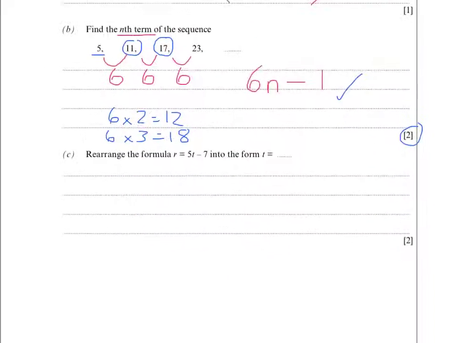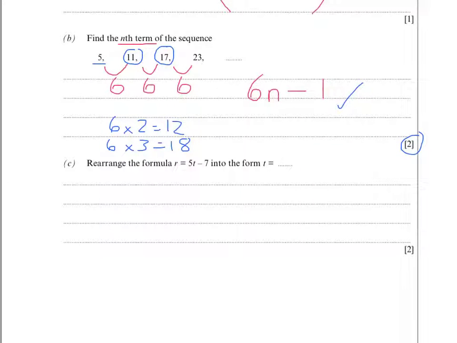Then finally, for part C, it says rearrange the formula r equals 5t minus 7 into the form t equals something. So the first thing I'm going to do is write the formula out again. r equals 5t minus 7. So because I wanted to put it in the form t equals, I need to get t on its own. So what is in the way on the right hand side? Well, I've got a 5 multiplying our t, and I've also got minus 7 being taken away. So the first thing I'm going to do, if I think about what's happening to t, I'm timesing it by 5 and take away 7. So the reverse process is going to be to add 7 first of all.